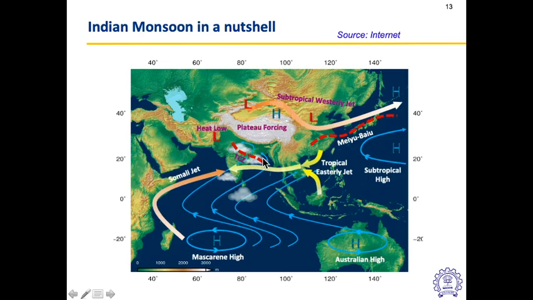And finally we have this ITCZ, which is lying around 20-23 degree latitude, and that's the ascending part of the Hadley cell, which keeps things very, very active during monsoon, which is from June to September. And after September, this ITCZ will keep moving down.